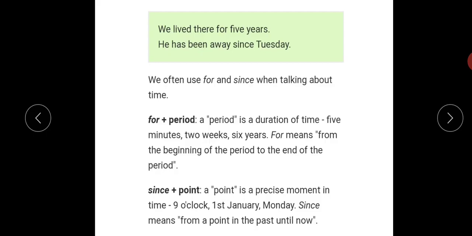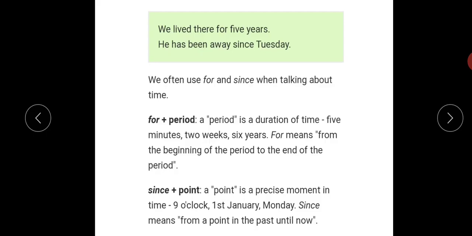We have to work for 2 weeks. We have to work for at least 2 weeks to score good marks in your exam. So to score good marks in the exam, at least 2 weeks. So that duration, you understand, from the beginning of the period to the end of the period, is for. And since it is a point, as I told you, it is a precise moment in time, right?